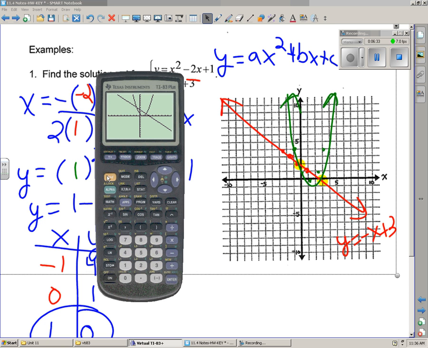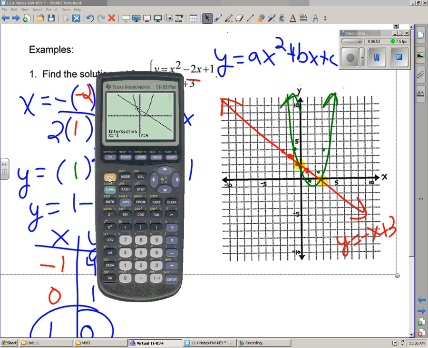And then I'm going to go second trace, which is calculate, choice 5, which is intersect, and then I'm going to hit enter 3 times. Enter, enter, enter. And the first ordered pair that pops up is negative 1, 4. So that's really what this is supposed to be, but my graph isn't so good. I've got to find out what this other one's going to be next.